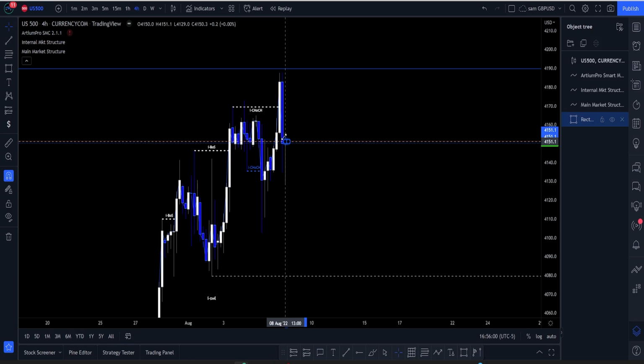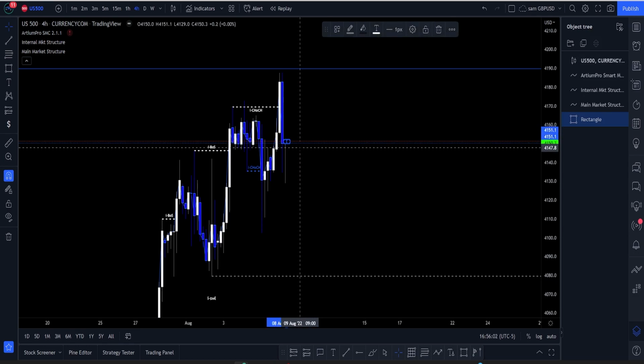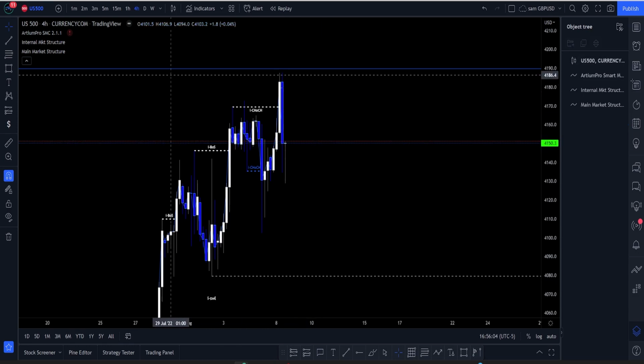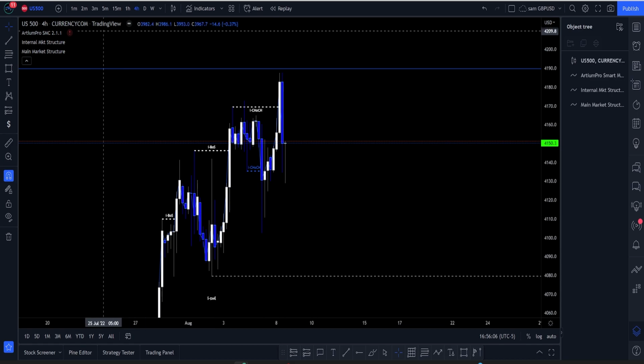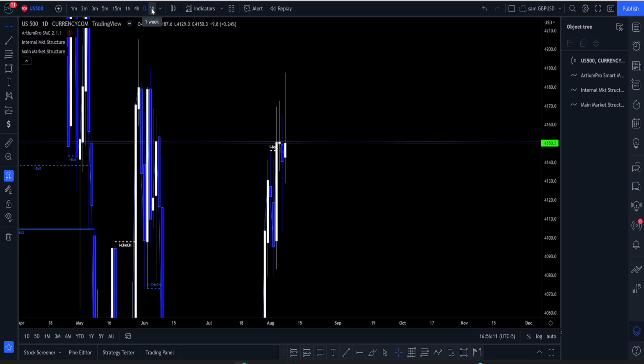You can see that. You can see where it currently is, and this is why you want to look at your bigger time frames to get bias. And you want to look at your daily. That was on the 4 hour. You want to look at your daily. Daily candles is showing buying pressure.